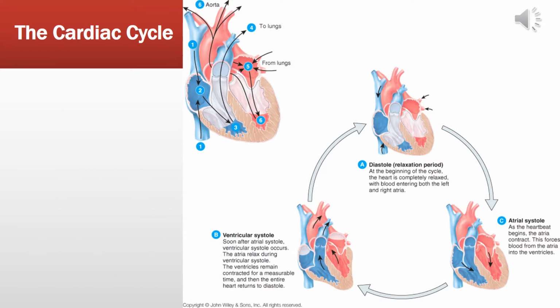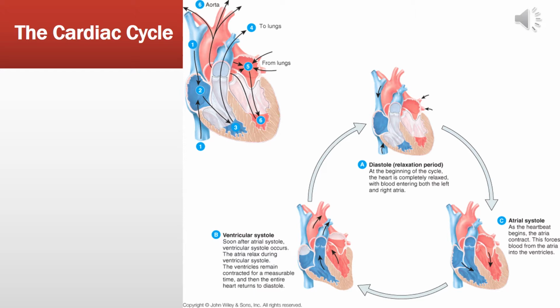Here's a diagram of the cardiac cycle, which pretty much is just a picture representation of what I just said. You can see the blood entering the right atrium from the vena cava. It then enters the right ventricle, which then pumps the blood into the lungs via the pulmonary trunk. And then after the blood's been oxygenated in the lungs, it enters the left atrium, and then the left ventricle, and then the left ventricle contracts and forces the blood throughout the body.